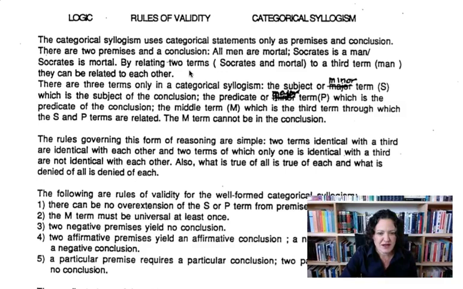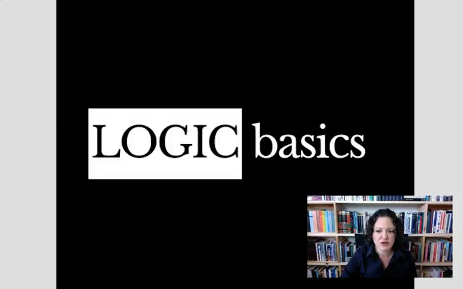So let's first talk about syllogisms and what's involved in a syllogism. So notice here, the categorical syllogism uses categorical statements only as premises and conclusion. So the categorical statements are what I was talking about, A, E, I, and O statements. Maybe we should review those quickly. Let me pull up my iPad here, and I want to review the A, E, I, and O statements for you. A, E, I, O.